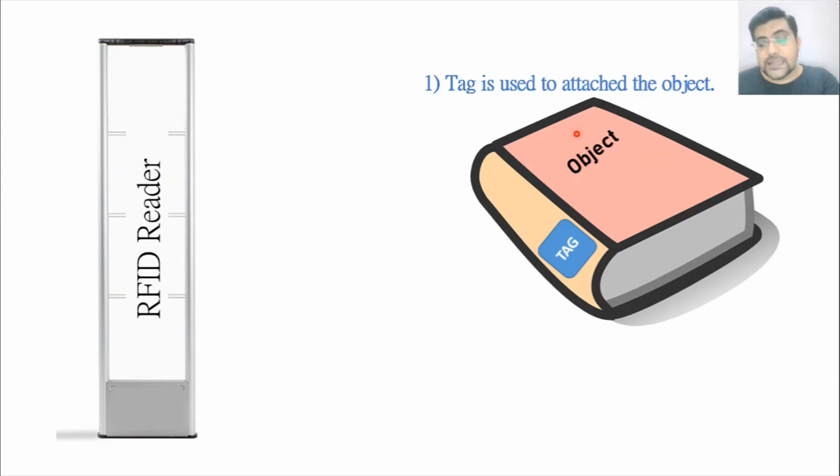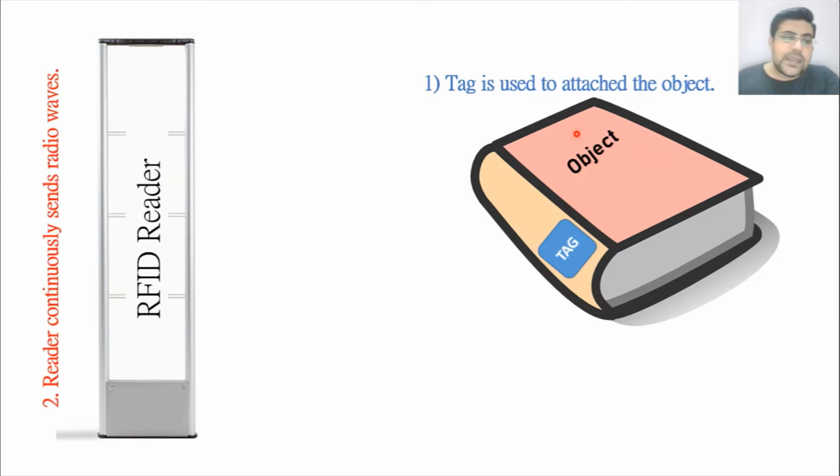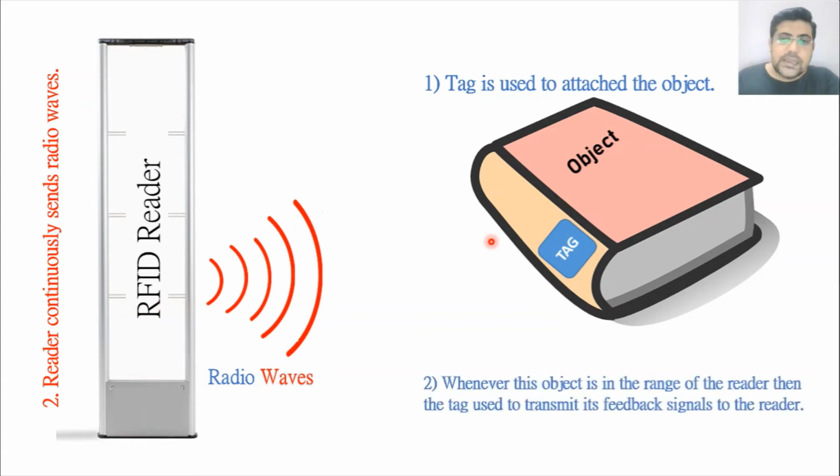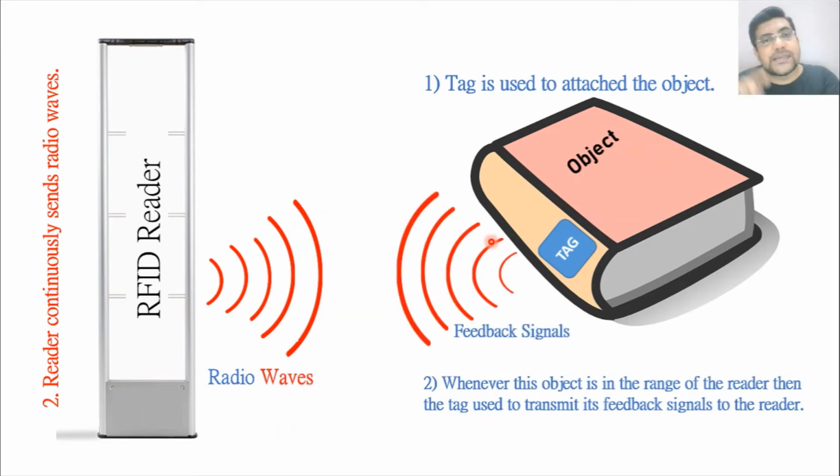The object could be anything, as I discussed in the prior slide, and then the reader continuously sends radio waves like this. This is just something I made to explain to you. We have discussed what radio waves are in the last episode. So the reader continuously sends the radio waves. In response, the tag also sends a feedback signal to the reader.